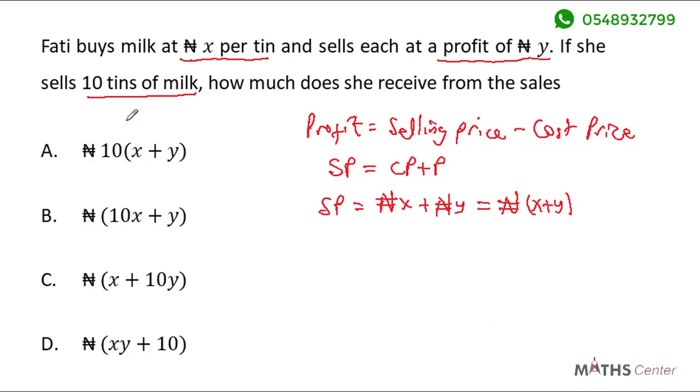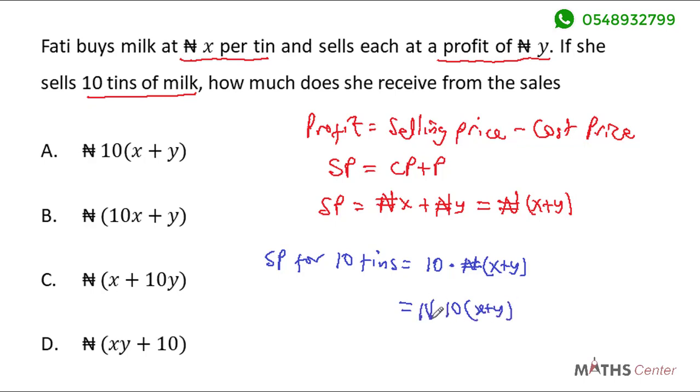But from the question, we are being asked to find the selling price for 10 tins of milk. Just as I said, if we have the selling price for 1 tin of milk and we want the selling price for 10 tins of milk, we will have to multiply the selling price for 1 tin of milk by 10. So the selling price for 10 tins will be equal to 10 times the selling price for 1 tin, which is X plus Y naira. And this will give us 10 times X plus Y. So 10 into bracket X plus Y naira.